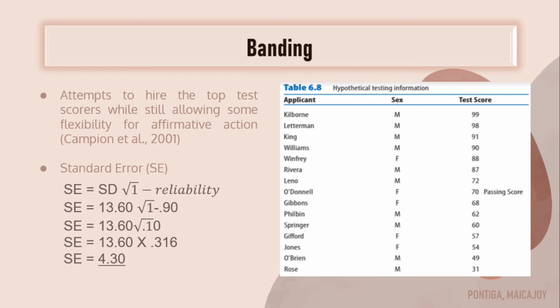Tapos, imaminus po natin si 99 na score ni Kilborn, which is the highest score, sa ating 8.4. So, 99 minus 8.4 is equals to 90.6. Meaning that all applicants scoring between 91 and 99 are considered statistically to have the same score.